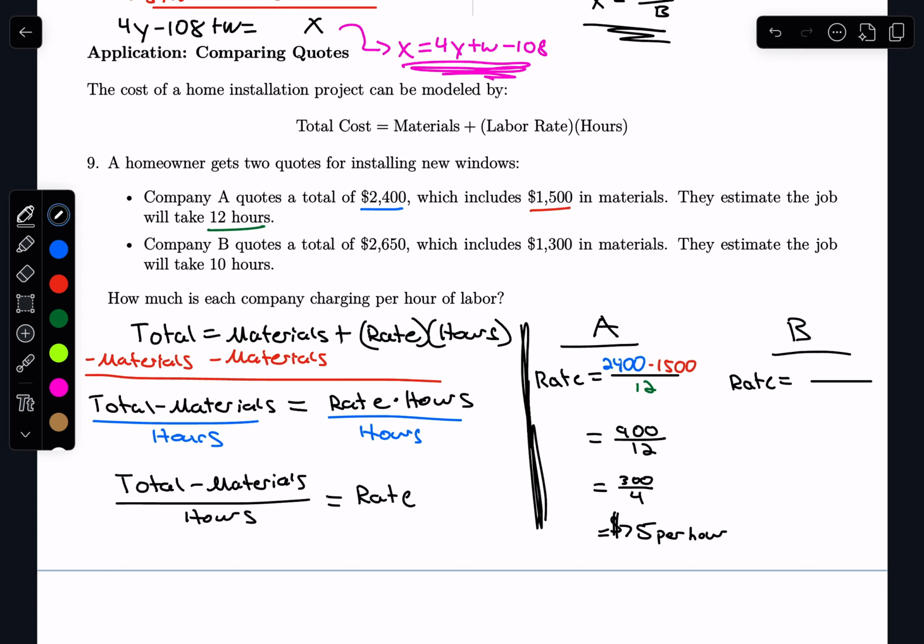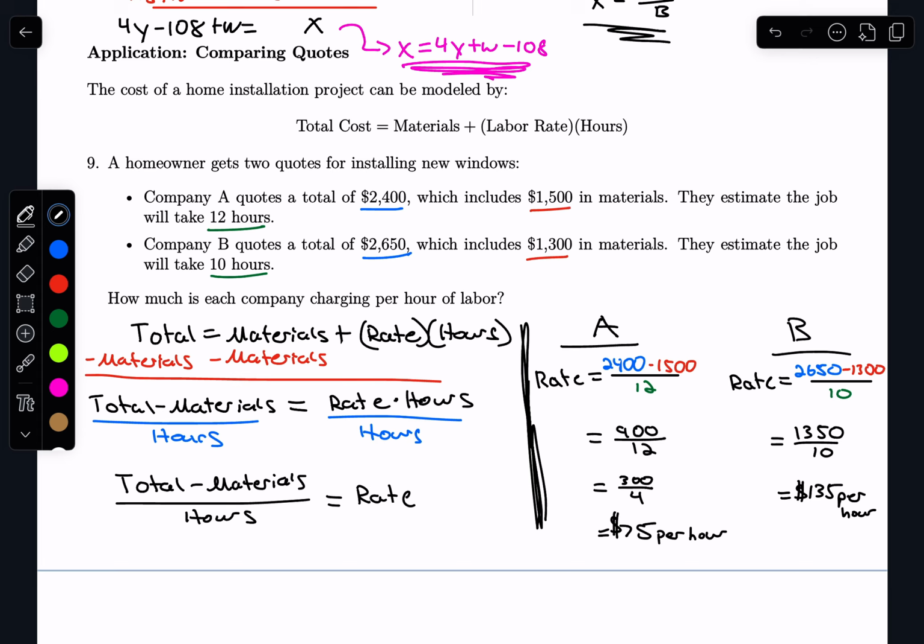All right, next rate for company B. We have a total of 2,650, so I'll put that on top first. And then we have a materials cost of 1,300, so minus 1,300. And then we have an estimated time of 10 hours. So when we simplify this, 2,650 minus 1,300 is 1,350, and the bottom is 10. Dividing by 10 is nice and easy because you just cancel out a 0 from the top, move the decimal place over once. So this gives us $135, and again, this is per hour.